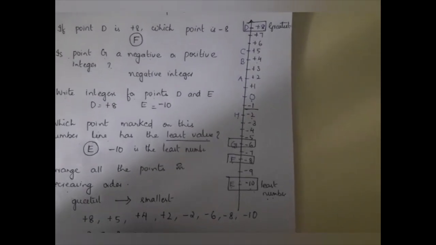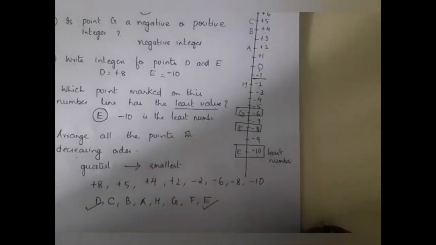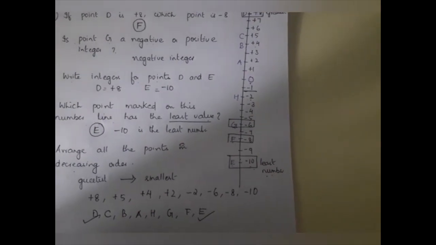So from the greatest number: D, C, B, A, H, G, F and E. That is the greatest and this is the smallest number. Okay.